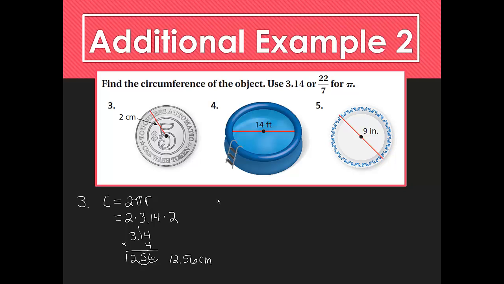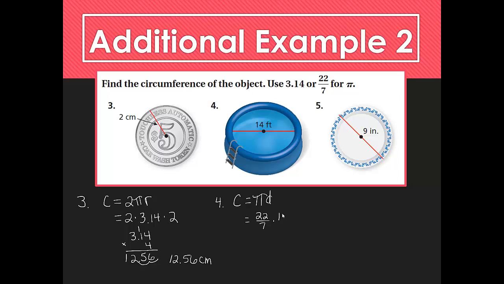Now we'll look at number 4. For this problem, we have the diameter because we're going all the way across our circle. So we're going to use circumference equals pi d. For this problem, we use 22/7. You could use either 3.14 or 22/7 for any of these problems. But we're going to go ahead and just use 22/7 for this one. So for pi, we have 22/7.